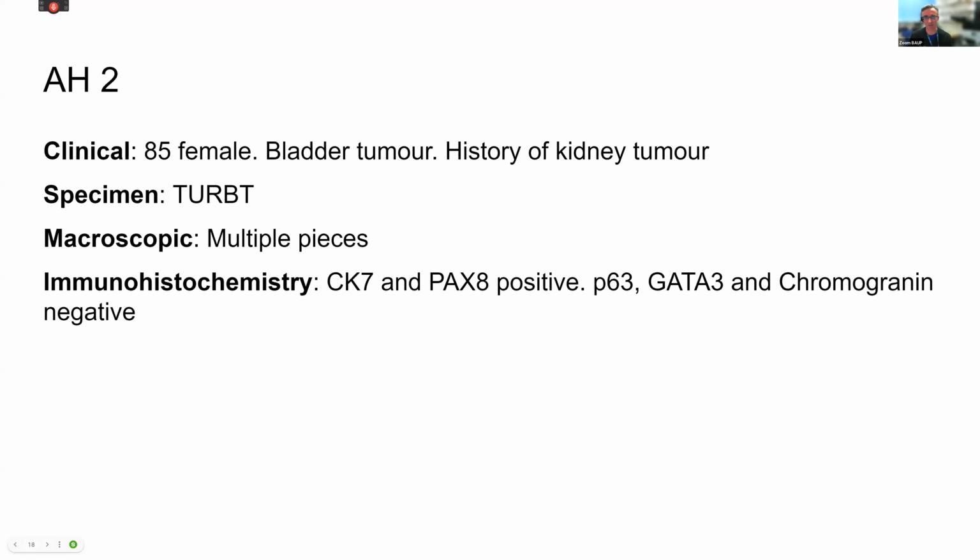This next question is a little bit of a tricky one. We won't be scoring AH2, and I'll explain why as we go through the slides. It'll be an interesting educational case anyway, but there's been an issue with this case. So what we're told is this is an 85-year-old female, the bladder tumor. There is a history of a kidney tumor as well, which I'll go into as we go through the slides. And these are bladder chippings. Again, we're given some immunohistochemistry information, CK7, PAX8 positive, the rest are negative, P63, GATA3, chromogranin.